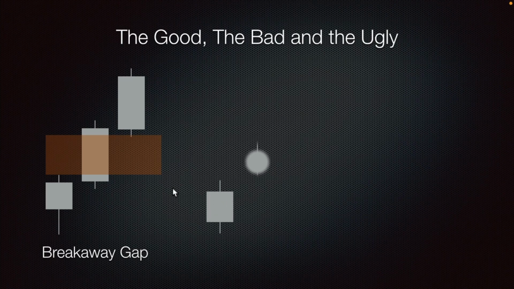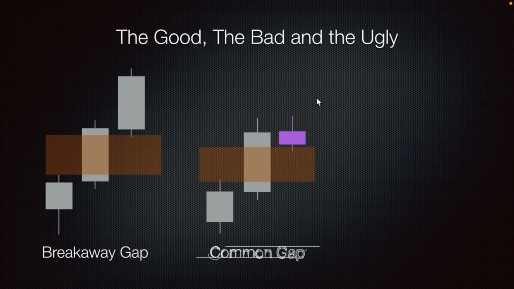The next one is going to be a common gap. Okay, so what happens here is price pushes away. You have a nice bullish candle, and then you have a bearish candle that comes back not too deep into the second candle, and it consolidates slightly before then price continues to move away. And this is called a common gap.